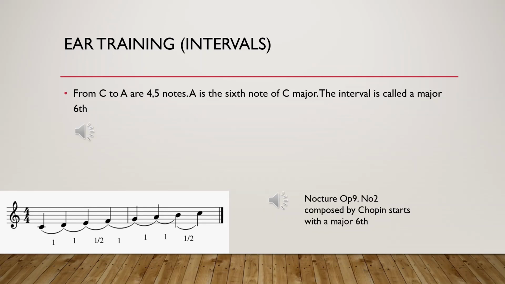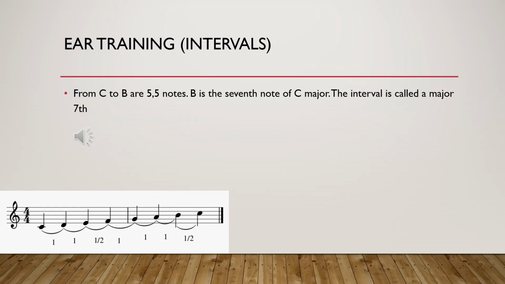Now we have the major 6th from C to A, because A is the 6th note of the C major scale, and it sounds like so. One of the most famous examples that starts with a major 6th is Nocturne Opus 9 Number 2, composed by Chopin, which probably you all know. Bom bom, major 6th.